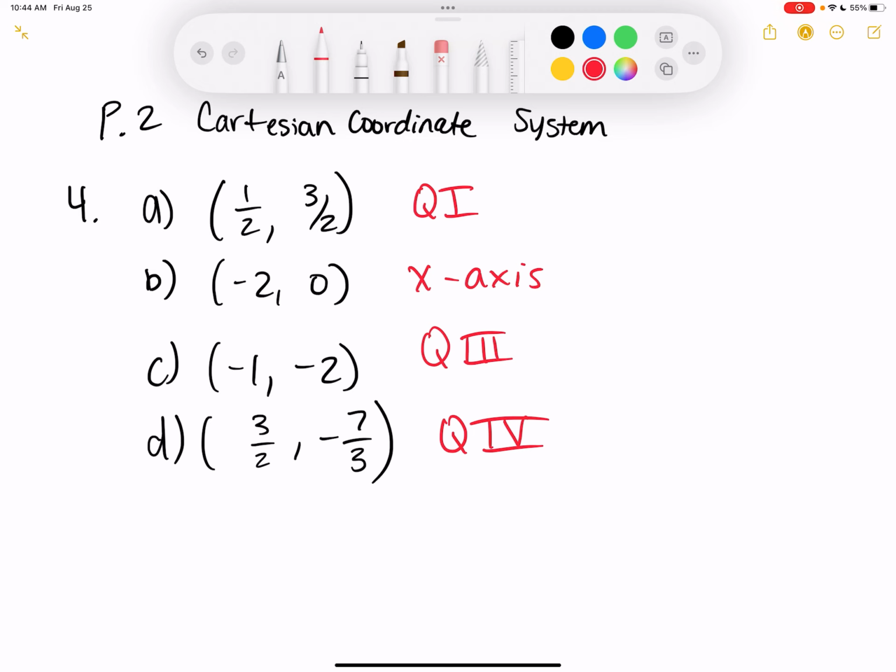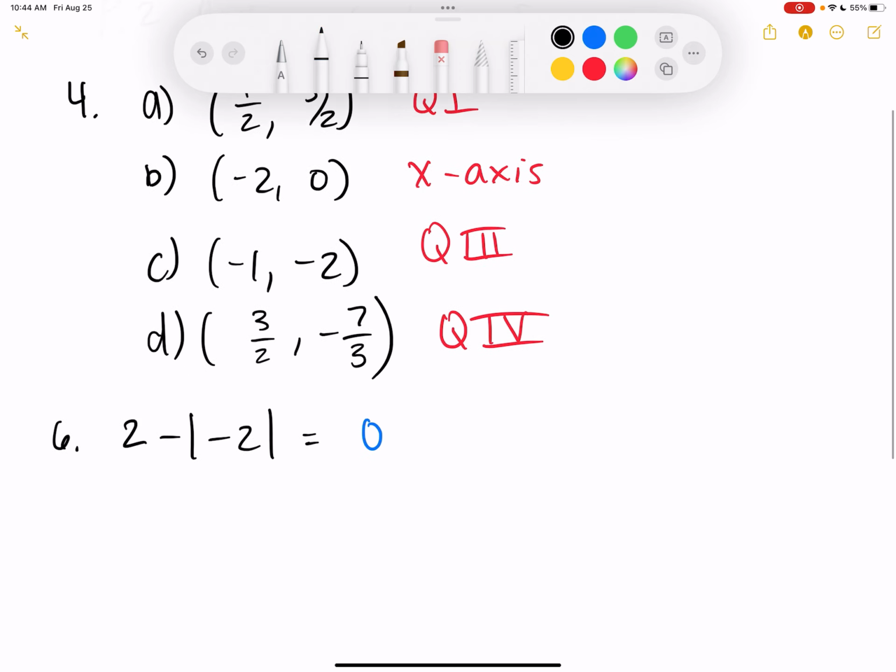Okay, evaluate the expression 2 minus the absolute value of -2. What would that be? 0. 8. -2 divided by the absolute value of -2. Yep.